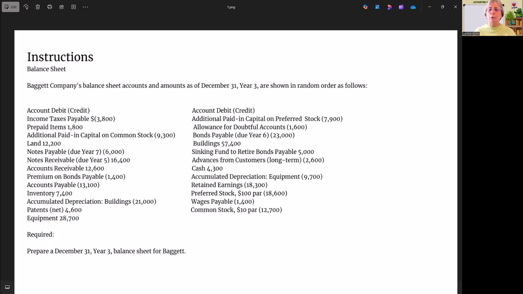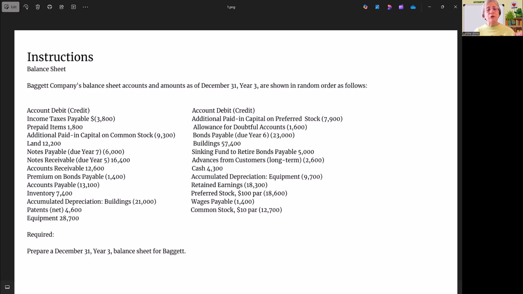So here's an example from an intermediate accounting textbook. So let's get the lay of the land. Let's see what's going on. So we're standing at the trailhead. We're looking at the kiosk. First thing we see is instructions, and it says balance sheet. That gives us an idea of what's ahead.